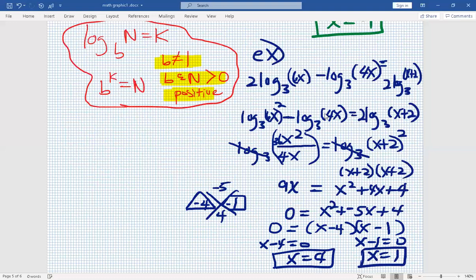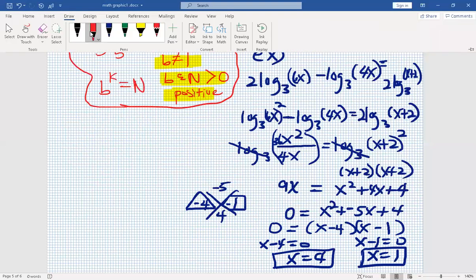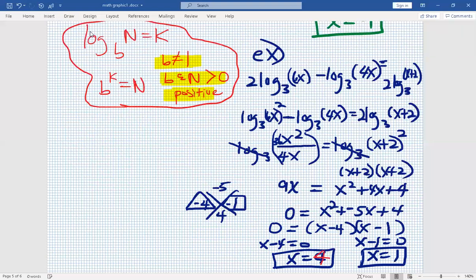Now make sure you check it back, and it meets the domain restriction. So it looks like they both work, okay? This one works, this one's okay. My handwriting is awful, let me write it in red. It's 4. So this one works and this one works, so they both get a happy face.